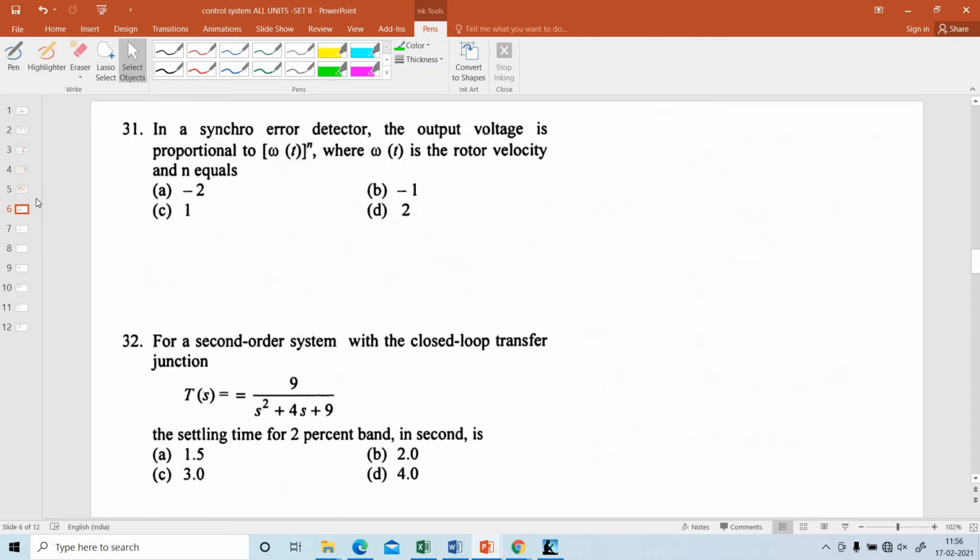Next I am going to explain problem number 31. In a synchro error detector, the output voltage is proportional to omega(t) to the power n, where omega(t) is the rotor velocity and n equals theta_r minus theta_L, that is equal to C. Output voltage V is directly proportional to omega(t) to the power n, and this is a constant, the value equal to 1.